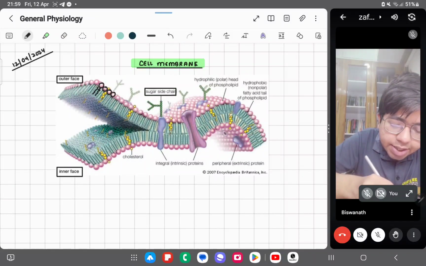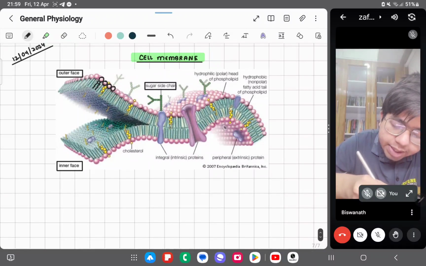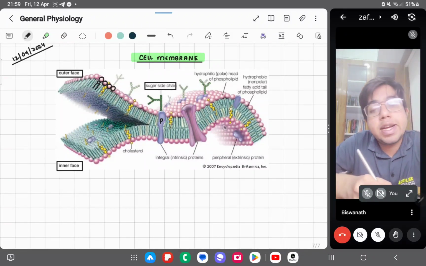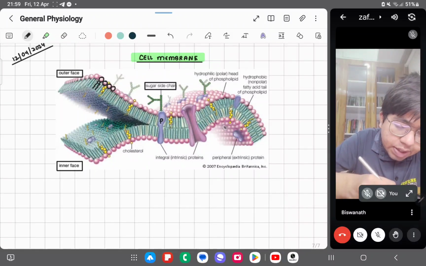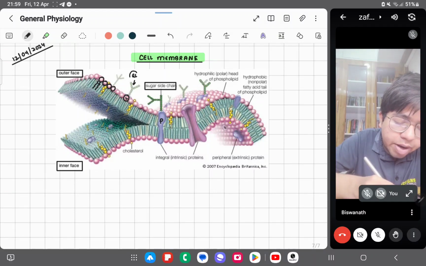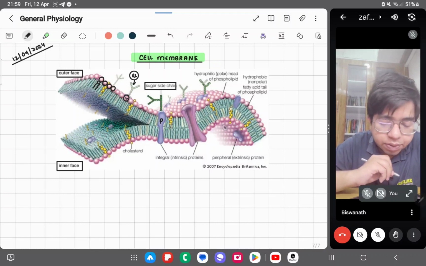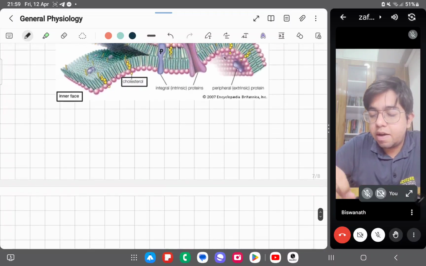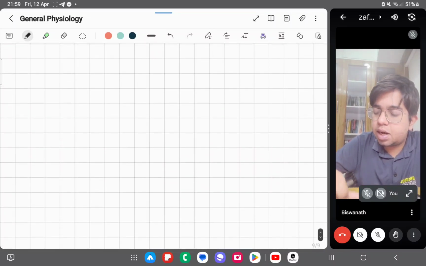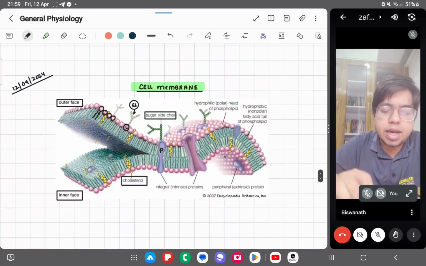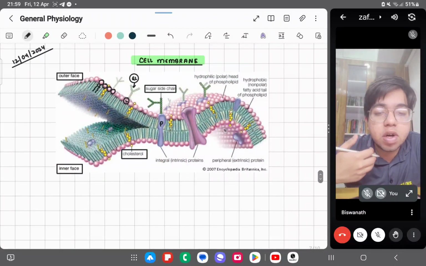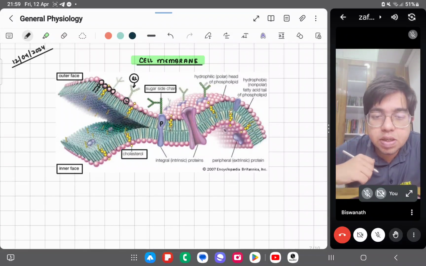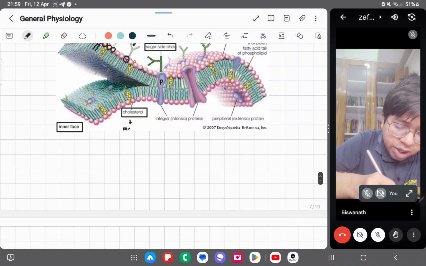Then we have the sugar side chains. Here the sugar side chain is attached to the protein, so we call it a glycoprotein. In case the sugar side chain is attached to the lipid molecule, we call it a glycolipid. So we have glycoproteins and glycolipids as well. Then we have cholesterol. Cholesterol is basically a membrane stabilizer. We call it a fluidity buffer. Fluidity buffer means it helps in the liquefaction or solidification of the cell membrane as per the conditions, or it may act as a membrane stabilizer.